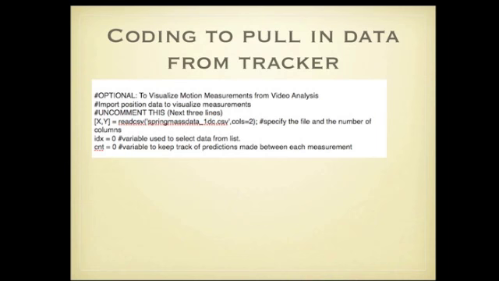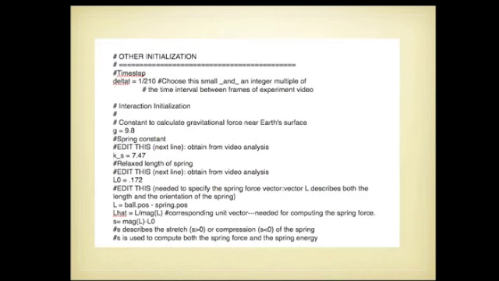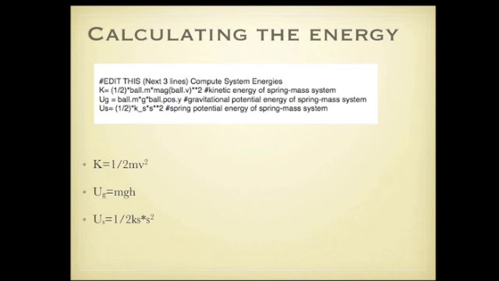Okay, this is just the data that pulled in the position data from Tracker. And here we have some more initializations. Our delta t is very small. G is equal to 9.8. The spring constant was 7.47. The relaxed length of the spring was 0.172. And the end coding just has to do with the position of the spring, the direction it's moving, and the magnitude of our stretch. Calculating the energy, the first line is kinetic energy, the second is gravitational potential energy, and the third is the spring potential energy, and then you can just see the regular laws for those 3 different energies and how they're calculated.